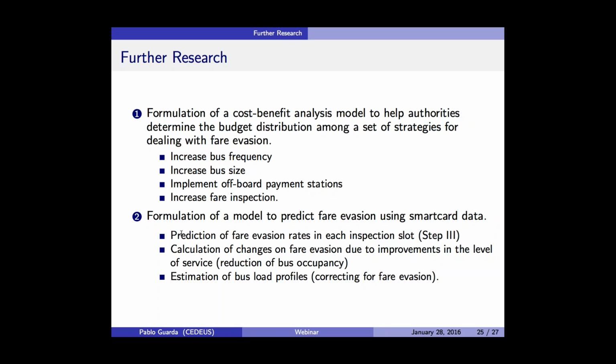In addition, especially when fare evasion is so high, the estimation of bus load profiles is very bad, right? So using this method, we also developed some methodology to correct, I would say increase, the value of the bus load profile, accounting for the effect of fare evasion. Actually, bus load profiles are underestimated because they are estimated using smart card data, and they are not accounting for fare evasion properly.